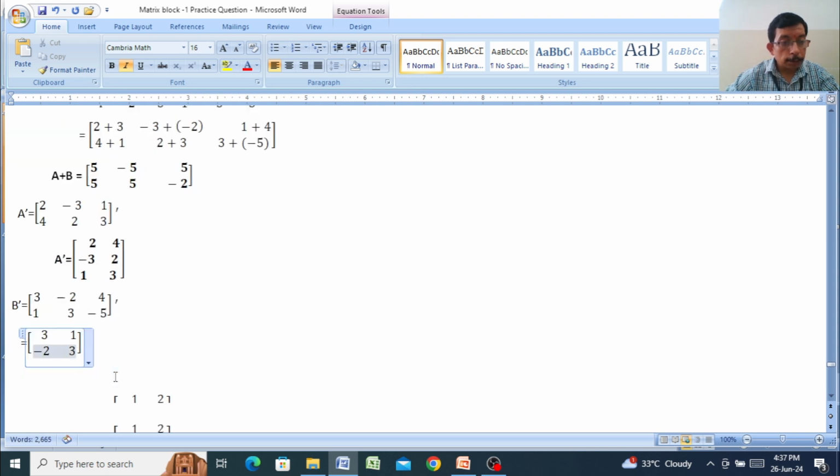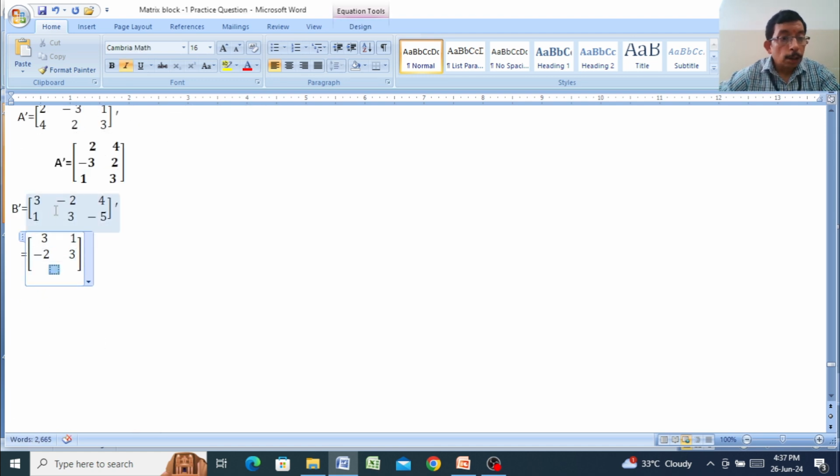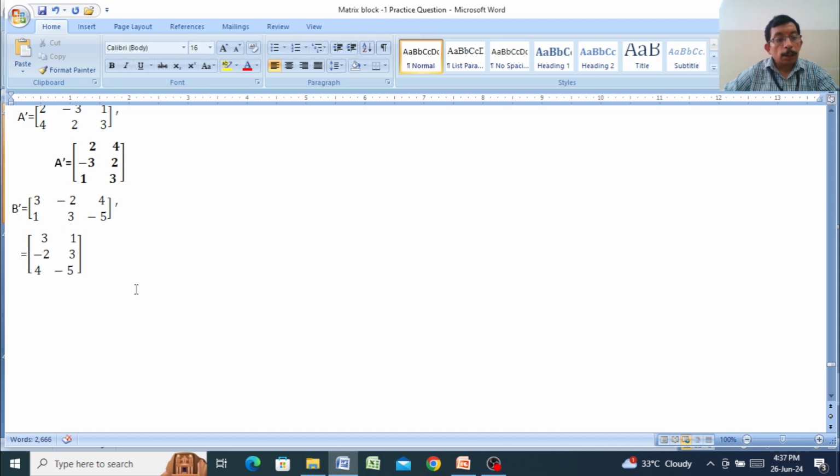Now third column 4 minus 5 interchanged by the third row. 4 minus 5.